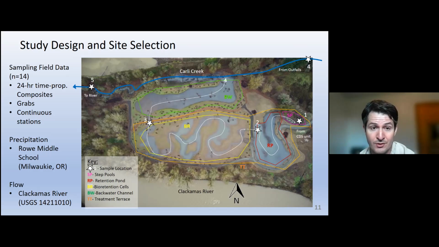Then I had 2 sites on the creek, upstream and downstream of the constructed wetland's influence. I also measured precipitation using a gauge Wes maintains at Rowell Middle School in Milwaukee, and looked a bit at flow data on the Clackamas River using the USGS gauge in Oregon City.